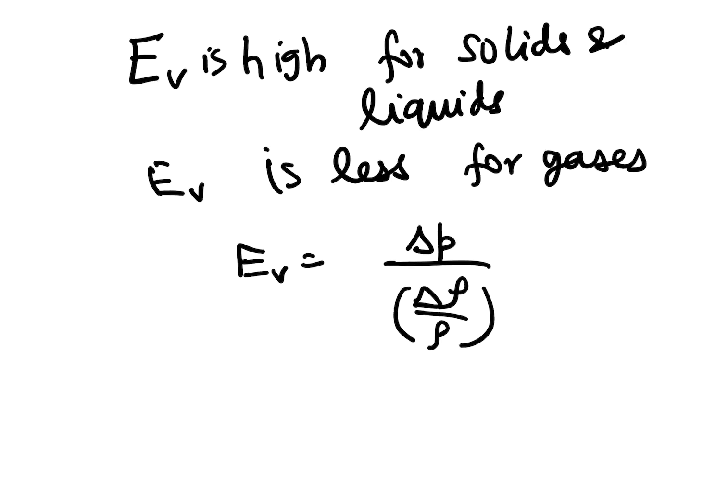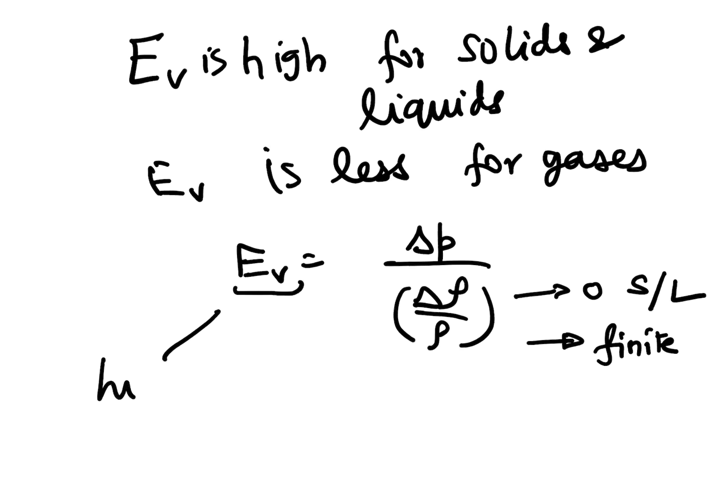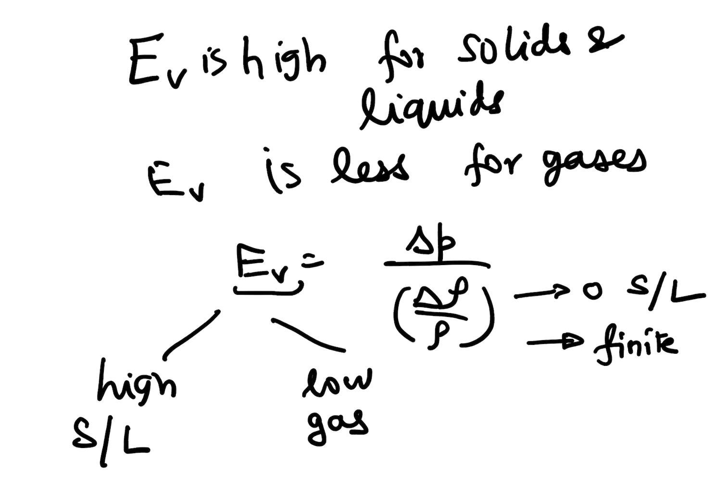Okay, now for a solid or liquid, we can almost say that the change in density is 0, and that the change in density is finite for the same delta P. If you apply the same amount of pressure to squeeze a liquid or a solid or a gas, the gas will undergo more change in density than the solid or liquid, making this very high for a solid and relatively low for a gas.